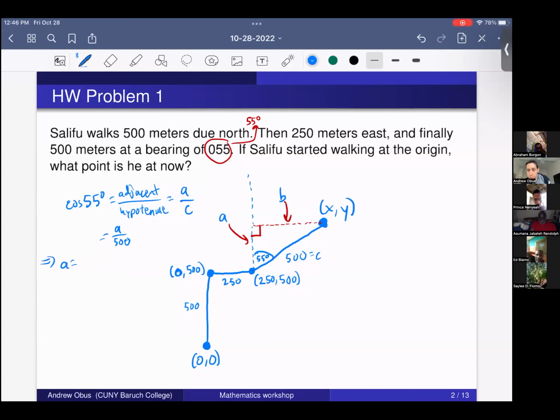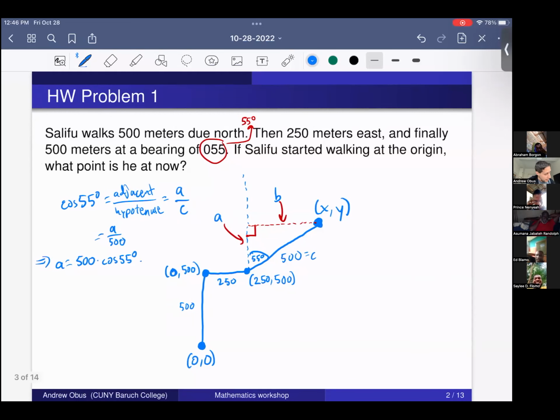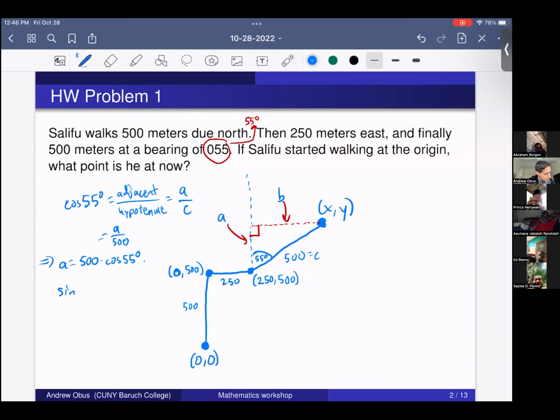Okay. So A is just what? So A is equal to cos 55 degrees times 500. Exactly. So it's 500 times cosine of 55 degrees. Yes. And then we can do something similar with B, right? With the sine. So thank you, Ed. Yeah, do you want to do the other side also? Yes. Which is opposite over hypotenuse.